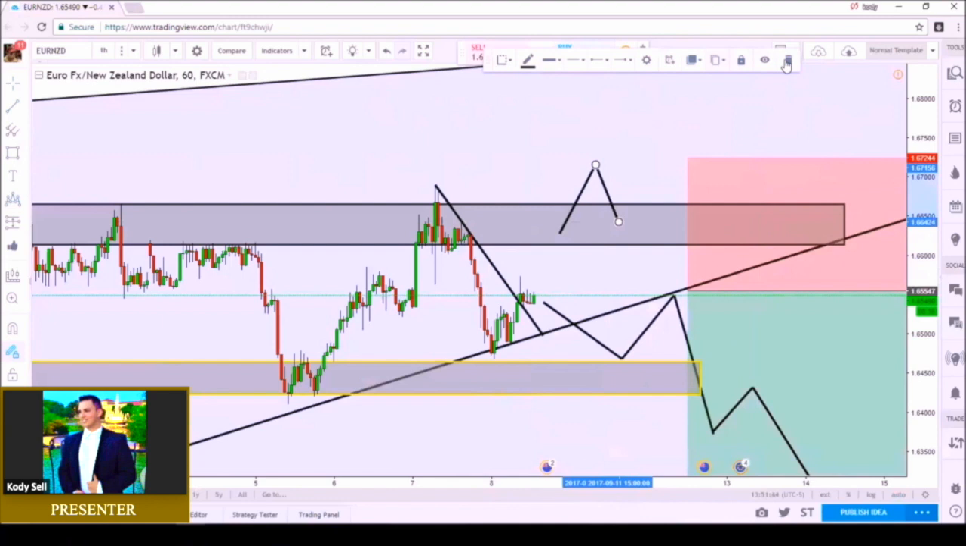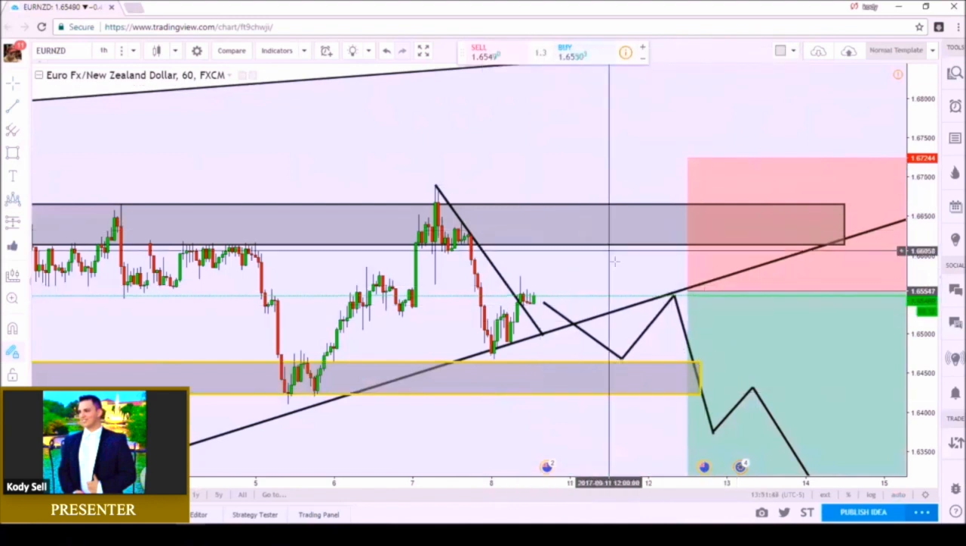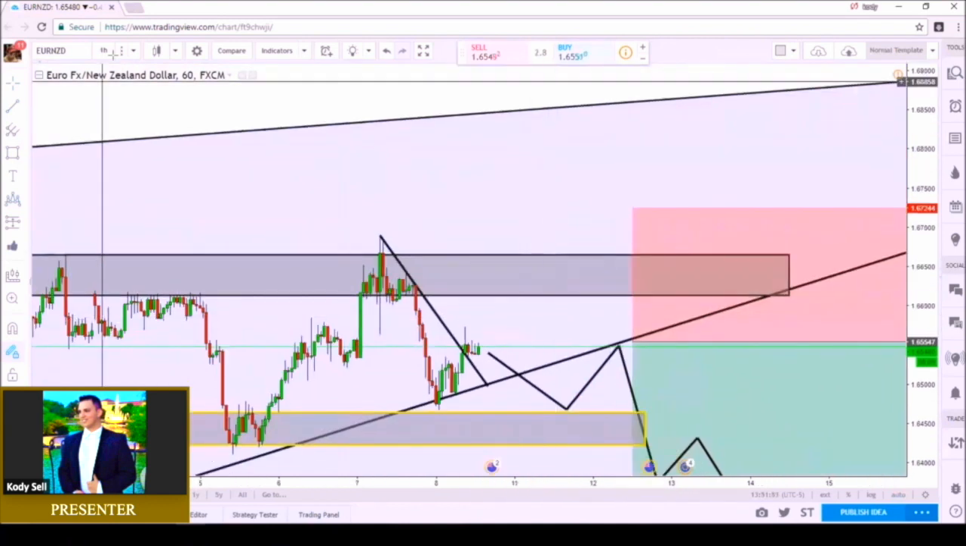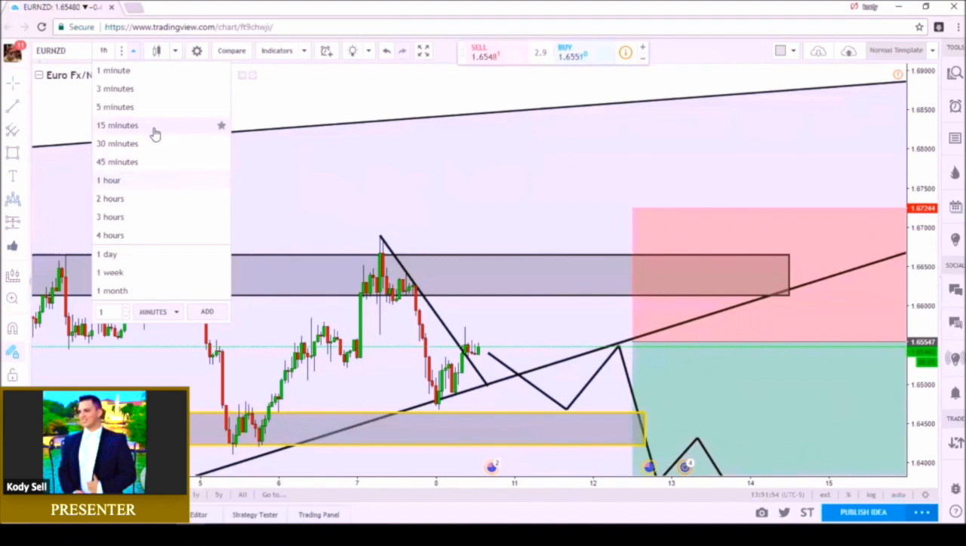But again, we are expecting a retracement here from the higher time frame. So this is ultimately what we're kind of expecting, but we'll trade either way. Now, there's that on the hour. Let's go ahead and go down to the 15-minute. Not seeing anything else too special here.